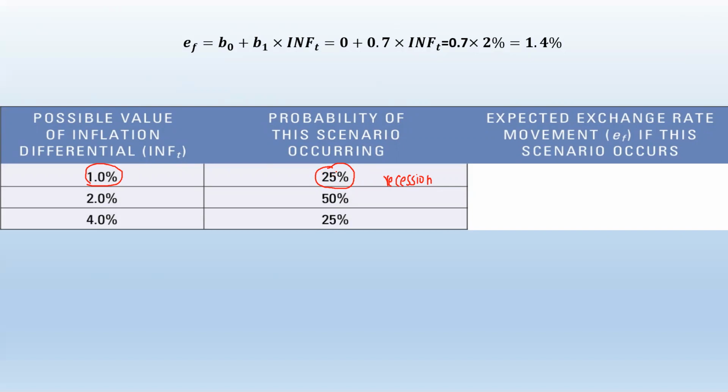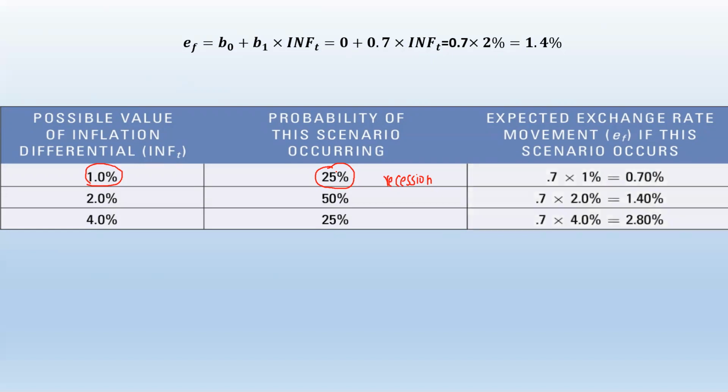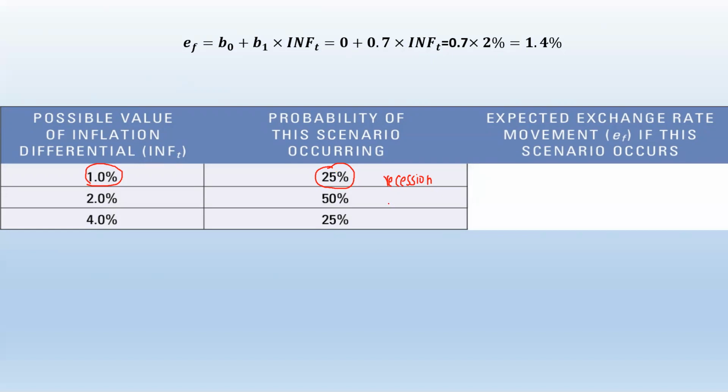So this is at the beginning of the quarter. We don't know what happened in the future, but there's a 25% probability that the economy is in recession, and 50%, which is a very large chance, that the economy is normal, and the possible inflation differential is 2%. And there's also a 25% chance that the economy is robust. We are in a bull market, and the possible inflation is 4%.